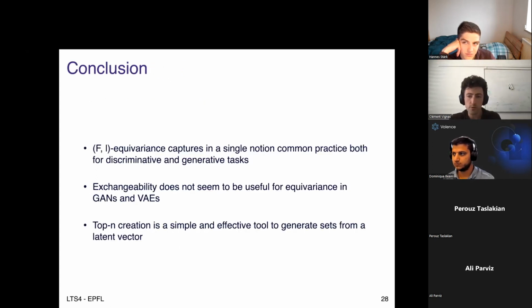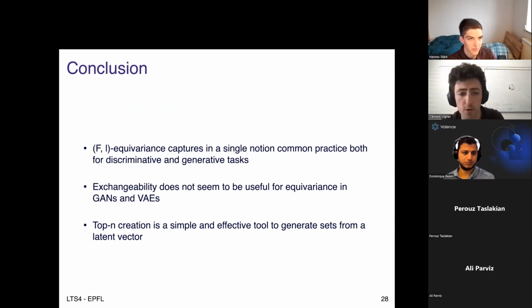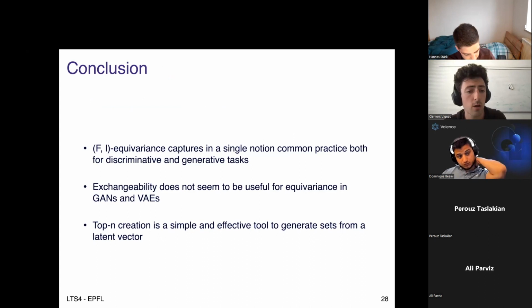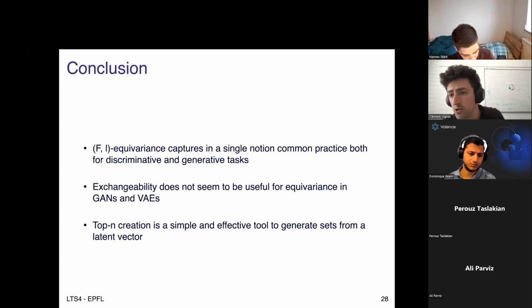So to conclude, the goal of this project was to try to set up a general framework for learning a set or a graph from a latent vector. The equivariance is a single notion that you can use both in discriminative and generative tasks. And for generative tasks, it captures interesting properties. In particular, if you use this definition, then it seems that exchangeability is not needed.